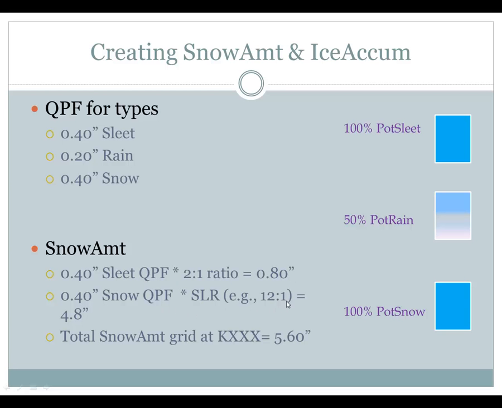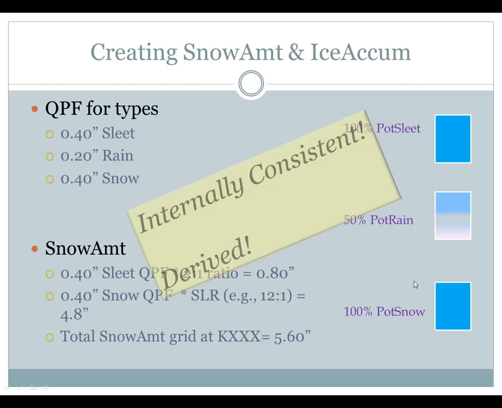For snow, we have a snow liquid equivalent. Let's just use an example of 12-to-1 here. We multiply that by 0.40, and we get 4.8 inches of snow. We add them both together, and our snow amount grid at K wherever you are is 5.6 inches. This is all derived. You have to do nothing here except start by altering your input using those input grids that we talked about earlier.